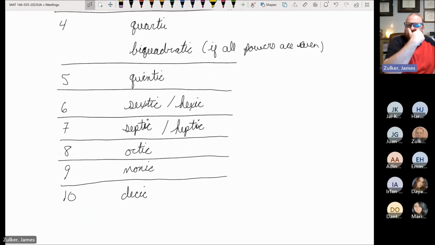Once we get to 5, you can start to see the naming is pretty simple, right? Quin, prefix for 5. Sex is the prefix for 6. Sept is the prefix for 7. Oct for 8. Non for 9. And des for 10. Right, so if I say we have a tuple, that means it's a list of 10. Right, a non-tuple would be 9.